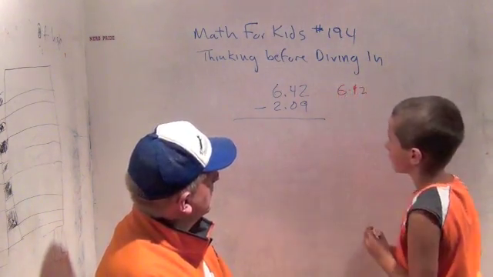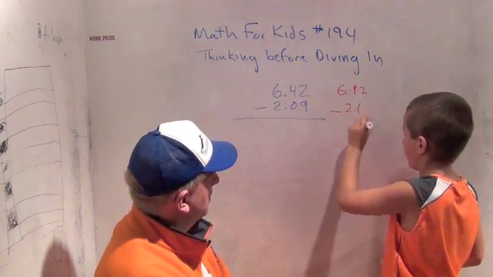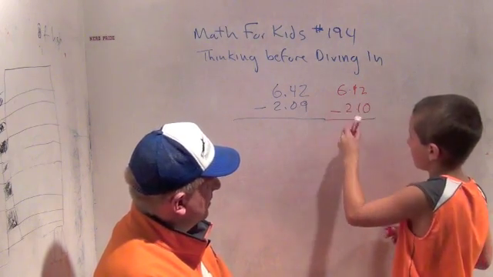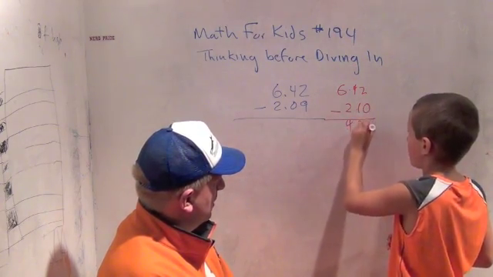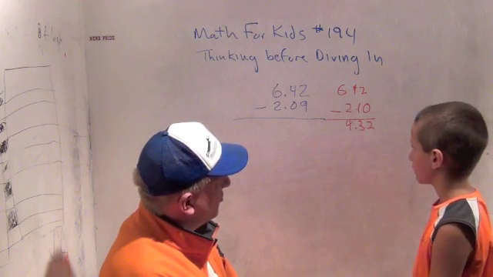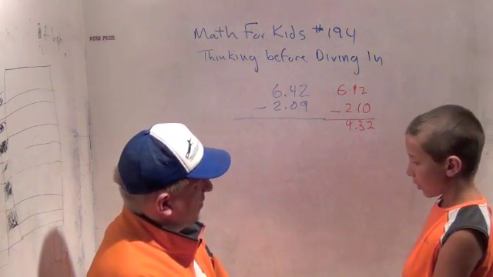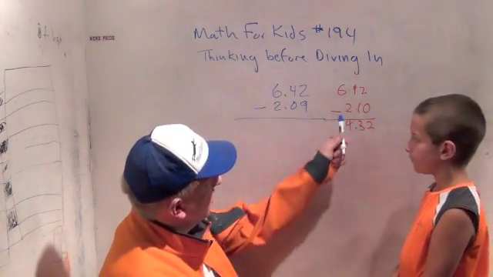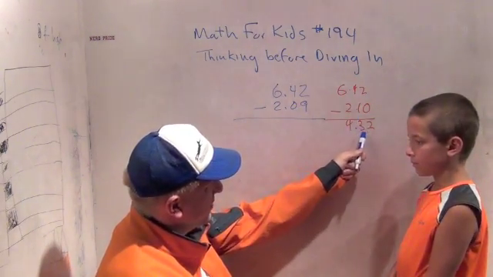6.42 minus 2.1. Okay, what's that? This is 4.32. Okay, now, is 4.32 too big or too small? It's going to be too small. Okay, why? Because I added the 0.01. Because 2.1 is bigger than 2.09, so you're subtracting a bigger number. So this is too small.